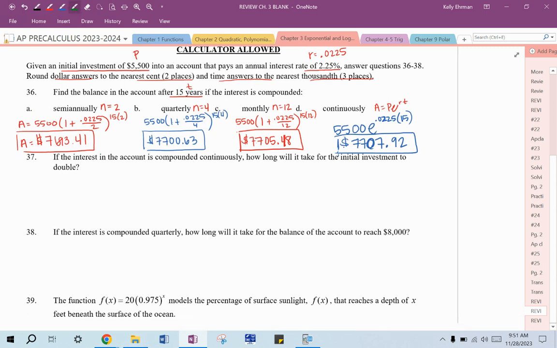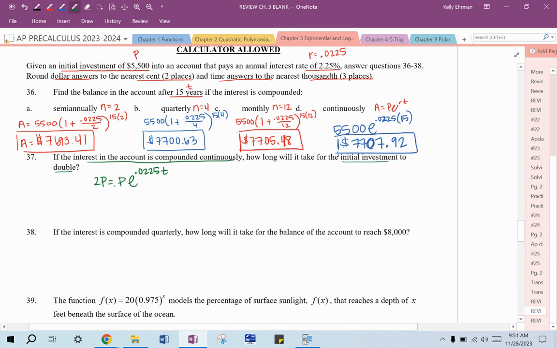37 says, if the interest is compounded continuously, how long will it take for the initial investment to double? So we do have the initial investment here, 5,500. So you could double that, set it equal to 11,000. Or it doesn't really matter how much was initially invested. If the initial investment is P, then double that is going to be 2P. And this is continuously. So e to the 0.0225 t. Question is how long, so solve for t.